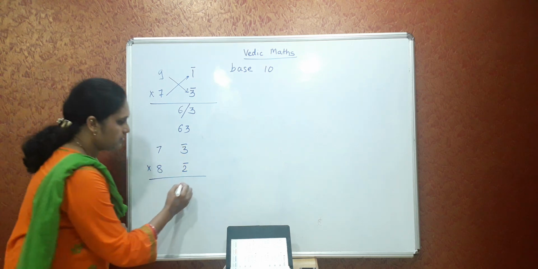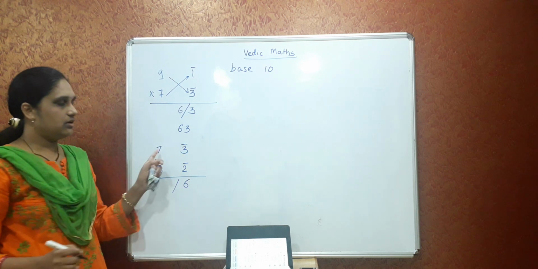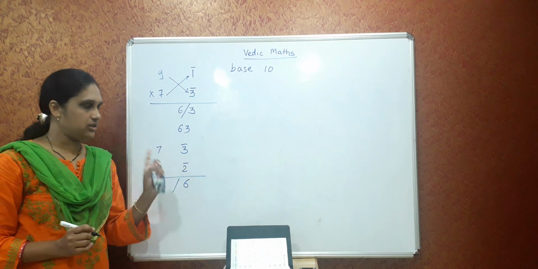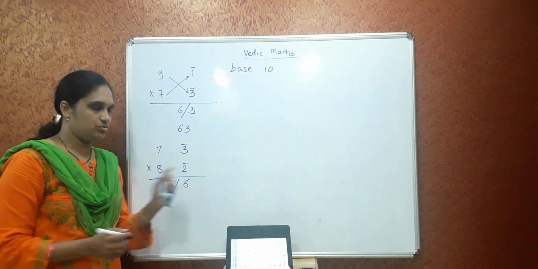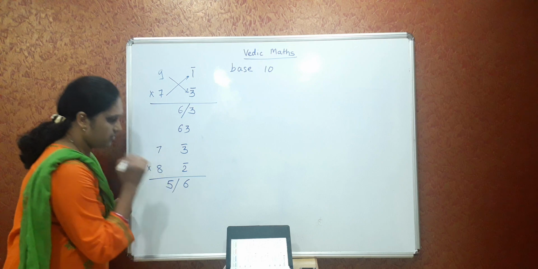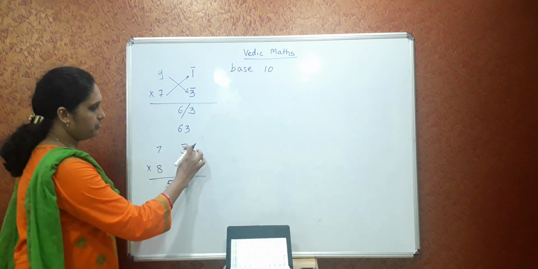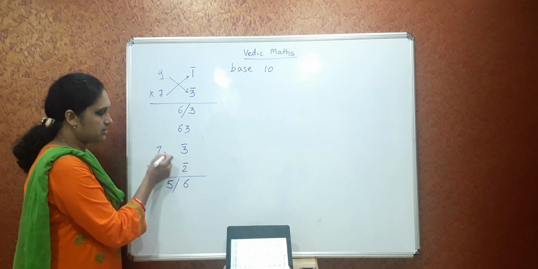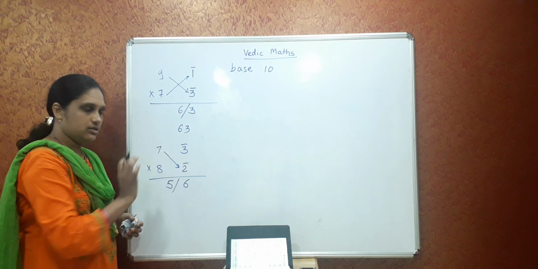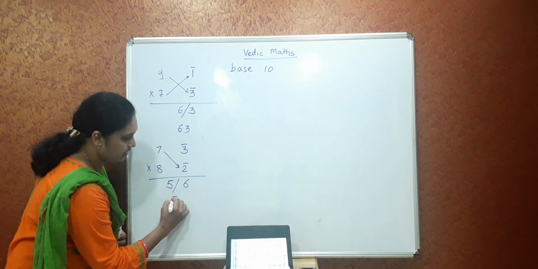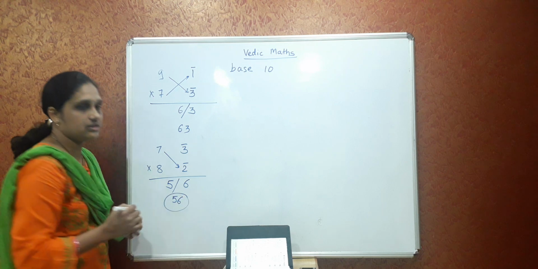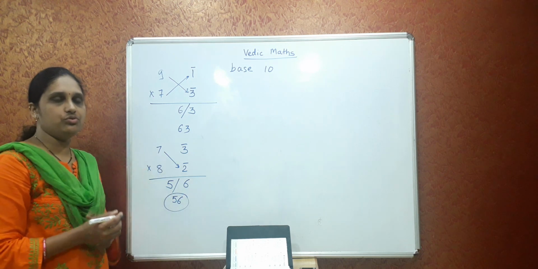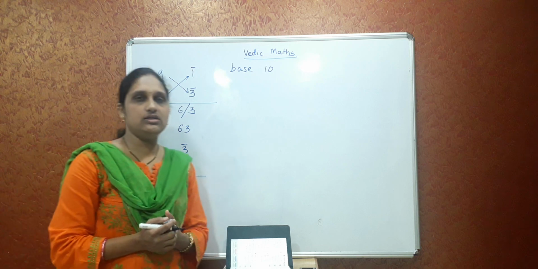Now do the multiplication. 3 2s are 6. And now diagonally just do the subtraction. 7 minus 2 is 5. So remember, this way you have to do the multiplication and this way, that is diagonally, you have to do the subtraction, and you will get the answer easily. So 56 is the multiplication of 7 into 8. So this is one digit multiplication.